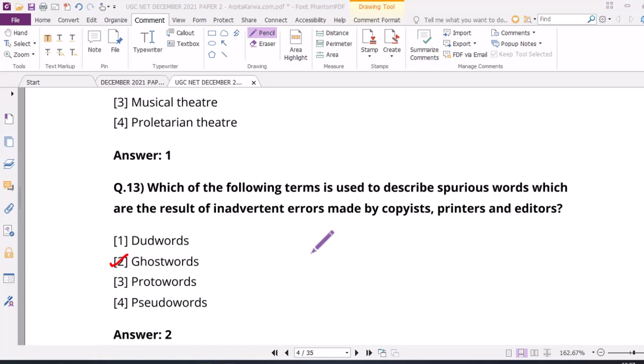So as you know, in fact a ghost word is supposed to have originated from an error, like just say for example some kind of a misinterpretation of a word or mispronunciation or misreading or maybe a typo, okay? So it was not actually a word, but due to some error it came out to be a word later. So that's a ghost word. So the answer is ghost word.